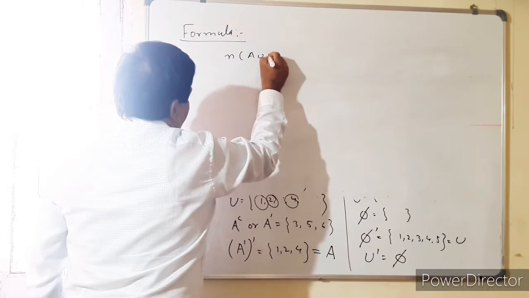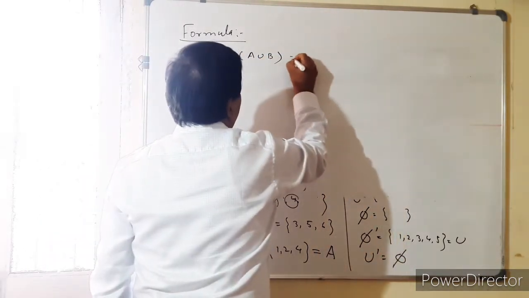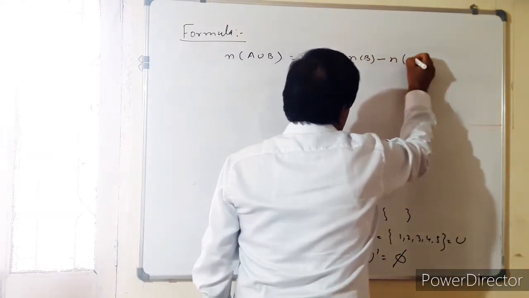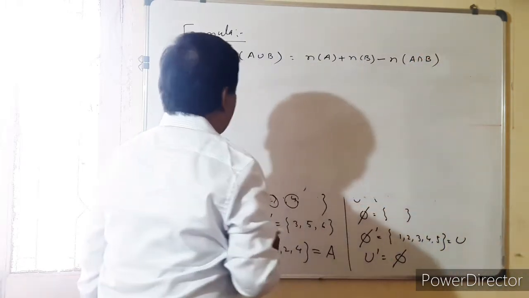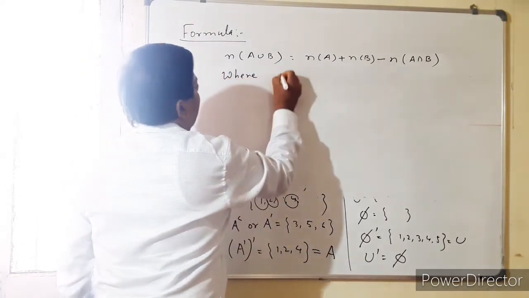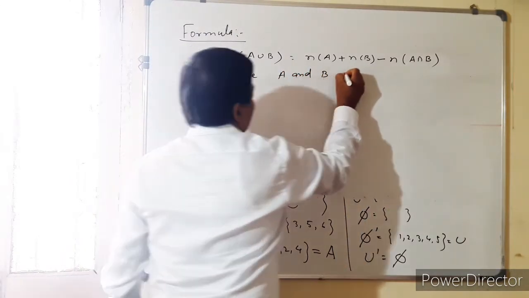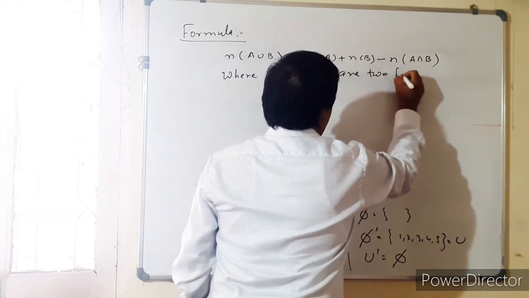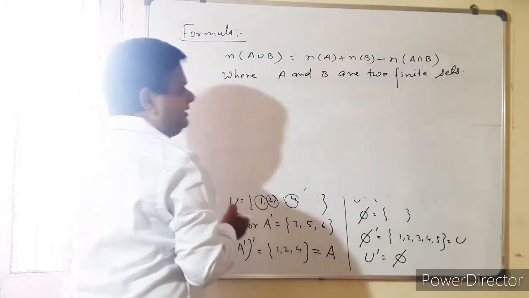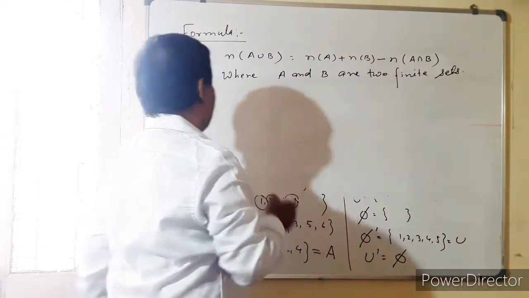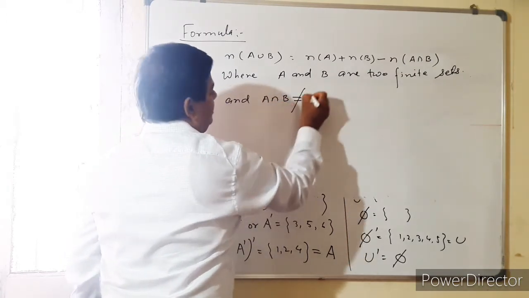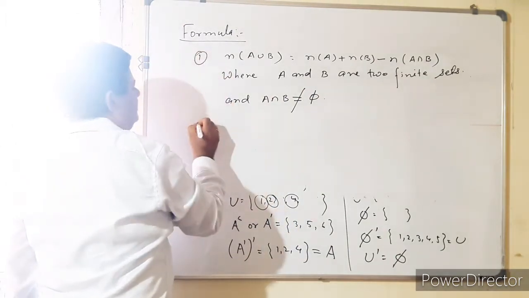Number 1: n(A union B) is equal to n(A) plus n(B) minus n(A intersection B), where A and B are two finite sets and A intersection B is not equal to phi.